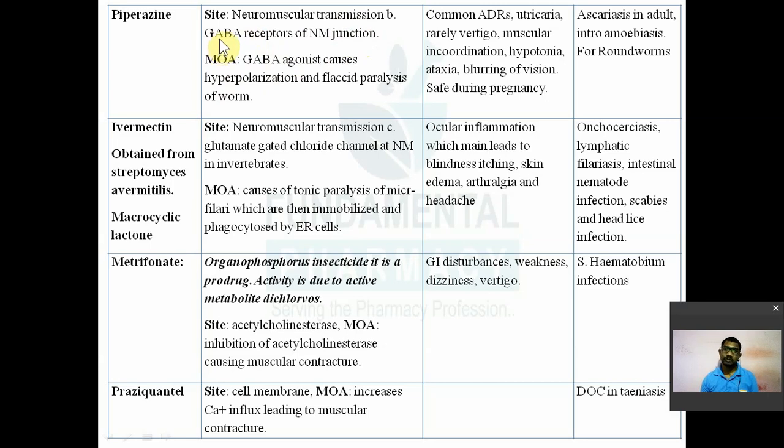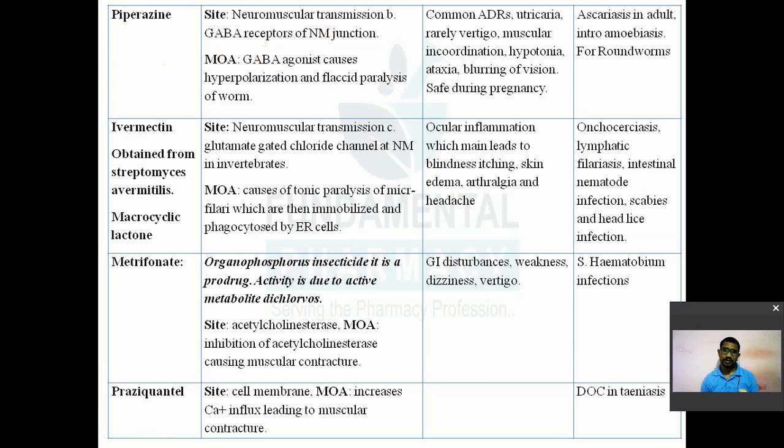तो वर्म्स में दोनों होता है, ये GABAergic रिसेप्टर भी होता है वहाँ पे न्यूरोमस्कुलर जंक्शन में, और एसिटिलकोलिन का भी होता है. एसिटिलकोलिन स्टिमुलेटरी इन नेचर होता है, गाबा इनहिबिटरी इन नेचर होता है. तो ह्यूमंस में, that's why this piperazine will not show much adverse effect in the humans. ठीक है.